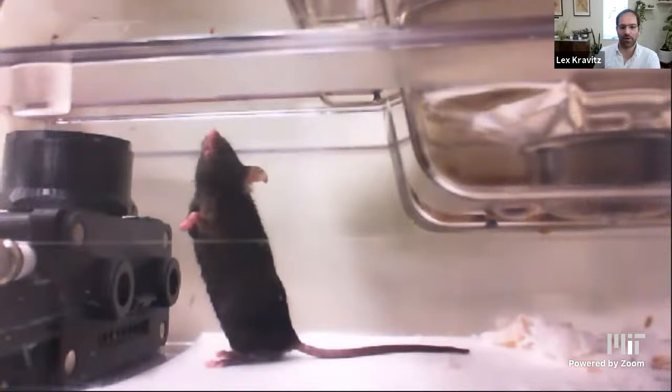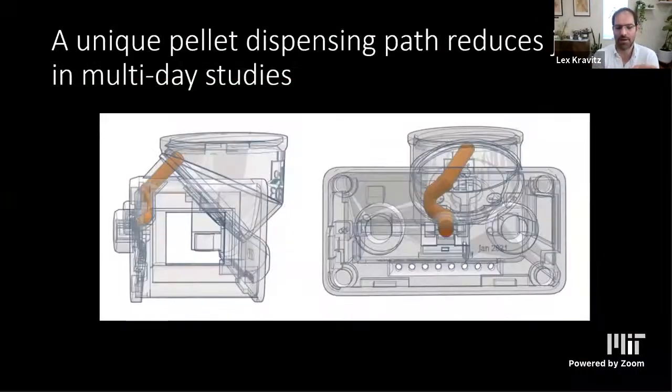One of the challenges that came up, and I just want to take a minute to talk about it, is that whenever you have a pellet dispensing device, whether it's open source or commercial, it has the potential to jam. It's just an annoying feature of things that move, that they may get stuck in some position. So we came up with a lot of variants of how to dispense pellets, and ultimately came up with a unique pellet dispensing mechanism that has been a huge help in reducing jams for these multi-day studies.